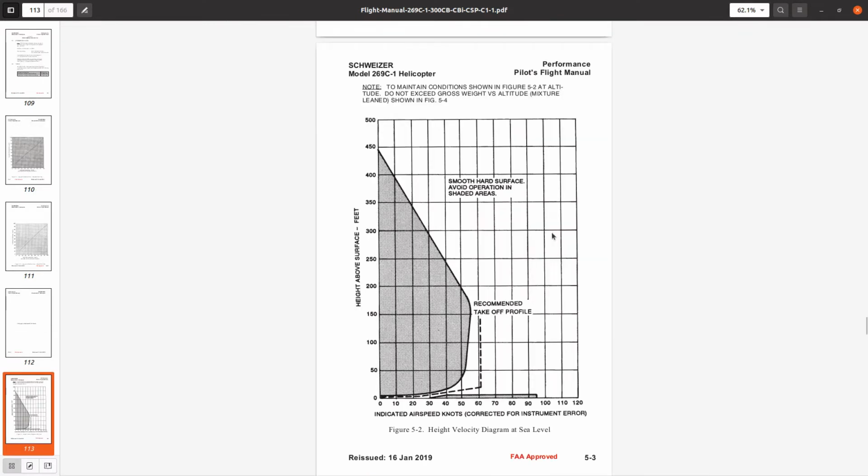Here we have our height velocity diagram, and you'll notice that it has the recommended takeoff profile where you're going to go about 60 knots. So in this shaded region, if you were going slow and you're at this height, you may not be able to do a successful autorotation. Now, does that mean you're going to die? It doesn't necessarily mean that, but it means you might do some damage to the helicopter if you were to have an engine failure in that region.